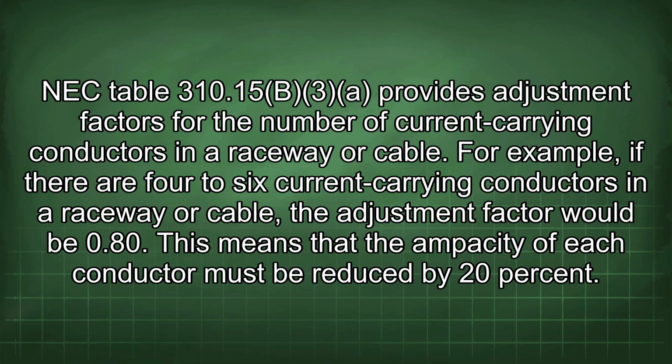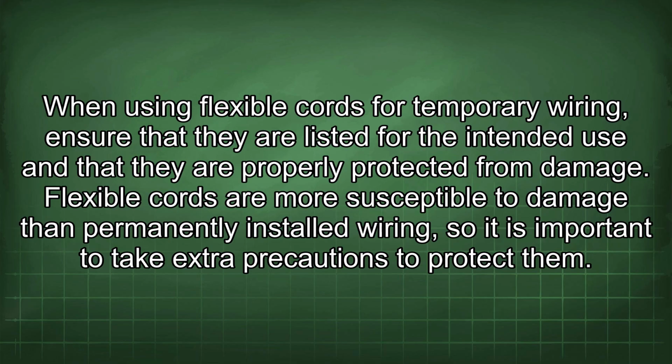This means that the ampacity of each conductor must be reduced by 20%. When using flexible cords for temporary wiring, ensure that they are listed for the intended use and that they are properly protected from damage. Flexible cords are more susceptible to damage than permanently installed wiring, so it is important to take extra precautions to protect them.